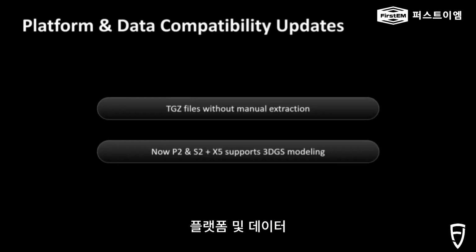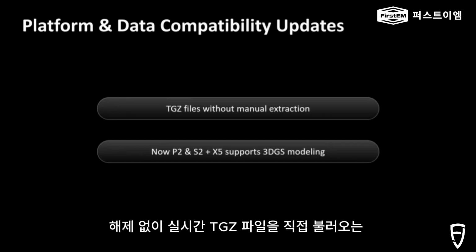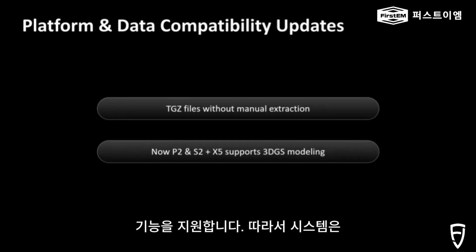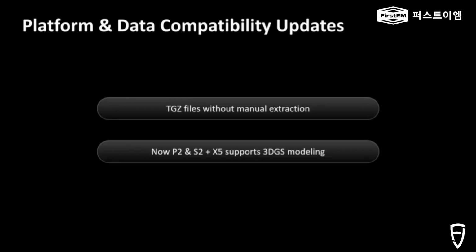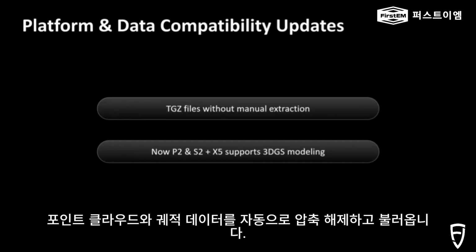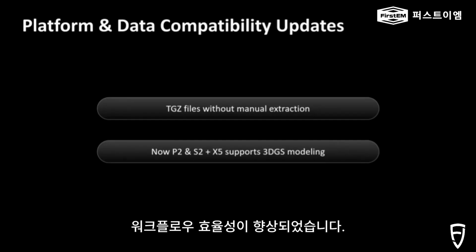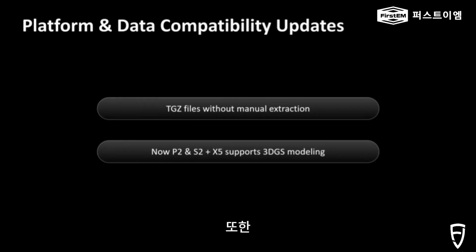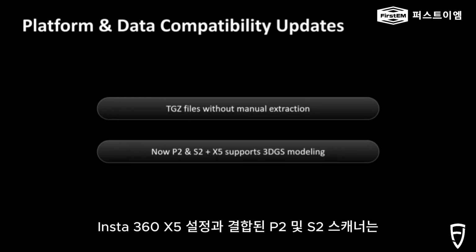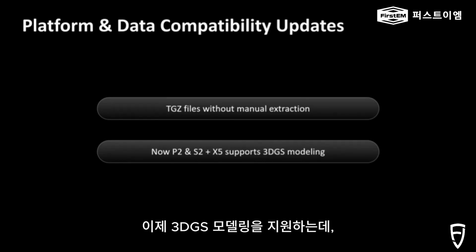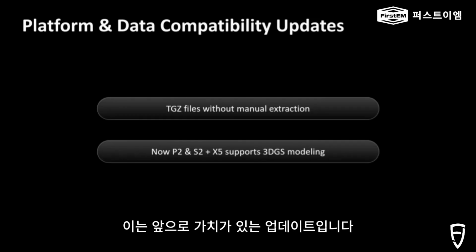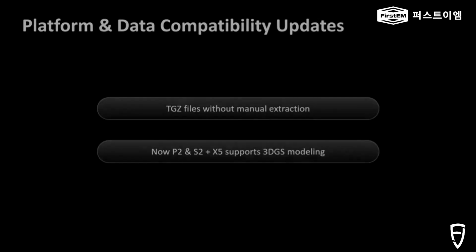Talking about platform and data compatibility updates, we now support direct loading of real-time TGZ files without manual extraction. The system automatically unpacks and loads both point clouds and trajectory data. This significantly simplifies post-scan data handling and improves workflow efficiency. And also the P2 and S2, when combined with the Insta360 X5 setup, now support 3DGS modeling, which I think is also an update worth mentioning.